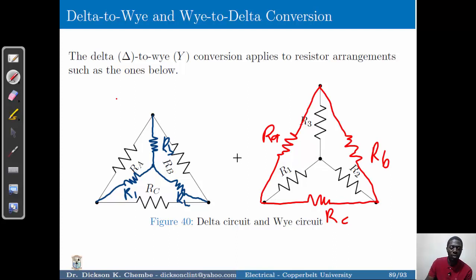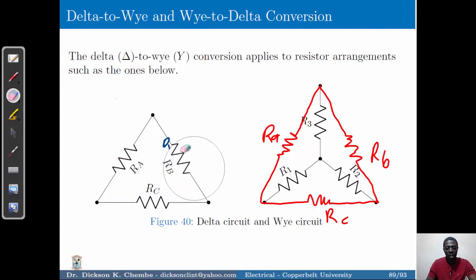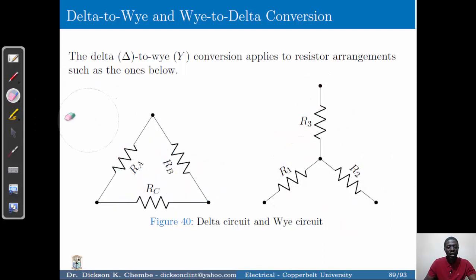So this is the way the conversions occur. By converting from a delta to Y, you can simplify the circuit and find the equivalent resistance much easier. In some cases, you're going to convert the Y into a delta, and you get a much easier approach to finding the solution to the equivalent resistance that you're looking at. Now, there are standard formulas that we look at when converting the delta to Y and the Y to delta.